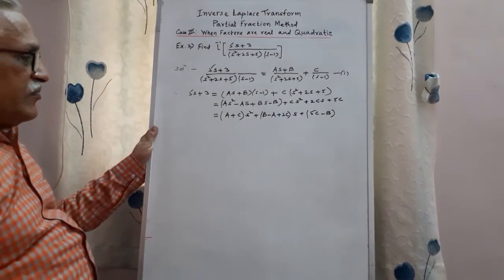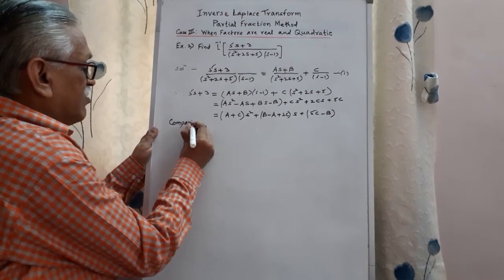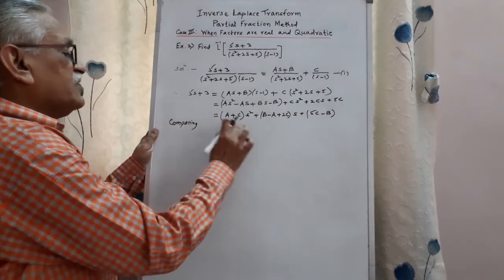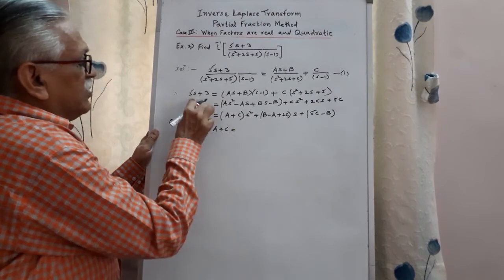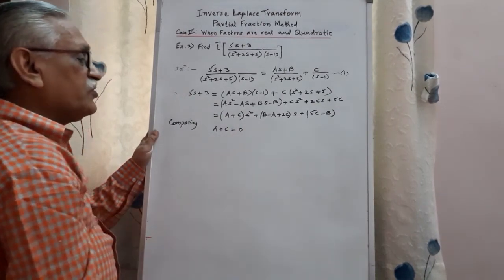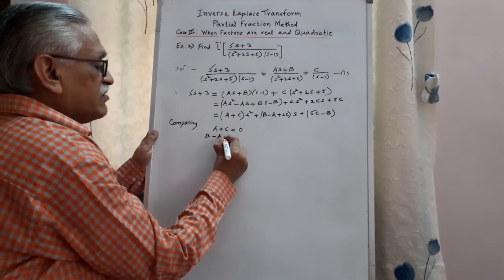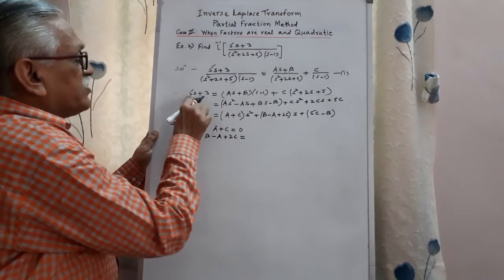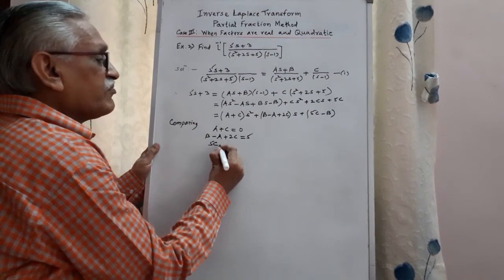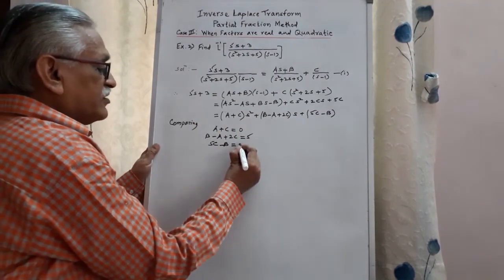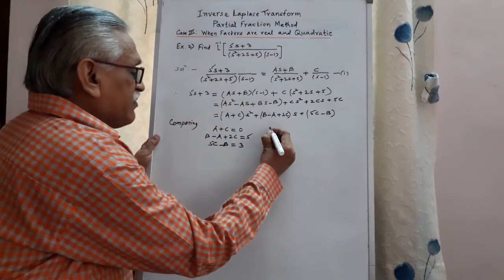And then comparing the two sides. The coefficient of s square is A plus C. We get A plus C is equal to 0, as there is no term of s square on the left side. The coefficient of s is B minus A plus 2C, and the coefficient of s on the left is 5, and the last constant term 5C minus B is equal to 3. Therefore, solving it simultaneously, we get from the first the value of A as minus C.